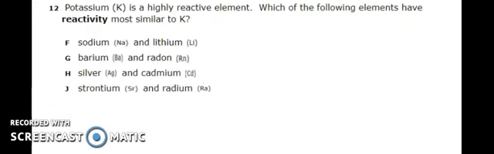12. Potassium is a highly reactive element. Which of the following elements have reactivity most similar to potassium? F, sodium, symbol Na, and lithium, symbol Li. G, barium, symbol Ba, and radon, symbol Rn. H, silver, symbol Ag, and cadmium, symbol Cd. J, strontium, symbol Sr, and radium, symbol Ra.